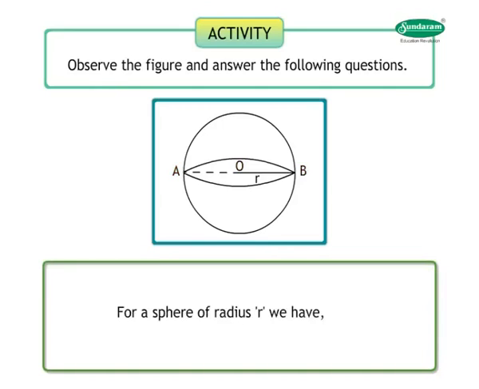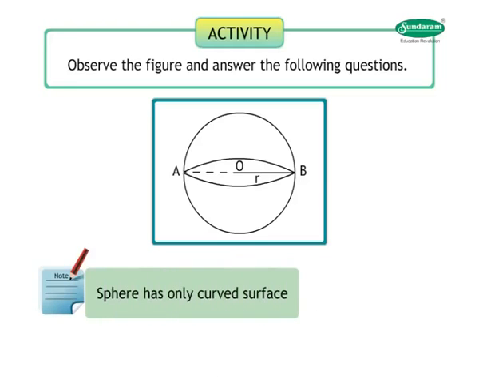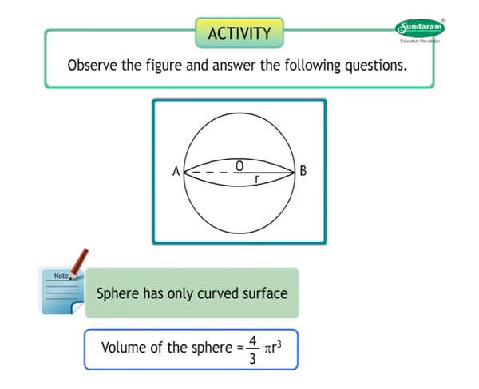For a sphere of radius r, the total surface area is ST = SC = 4 pi r square. Note, a sphere has only curved surface. Volume of the sphere is equal to 4 upon 3 pi r cube.